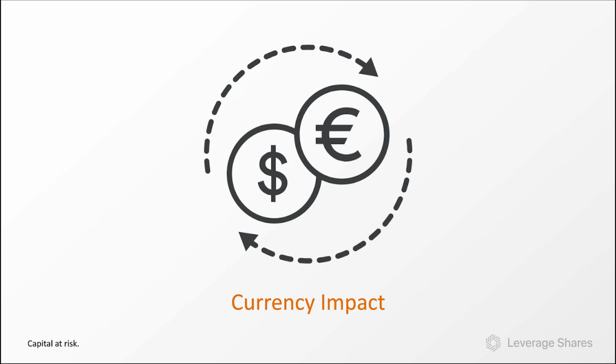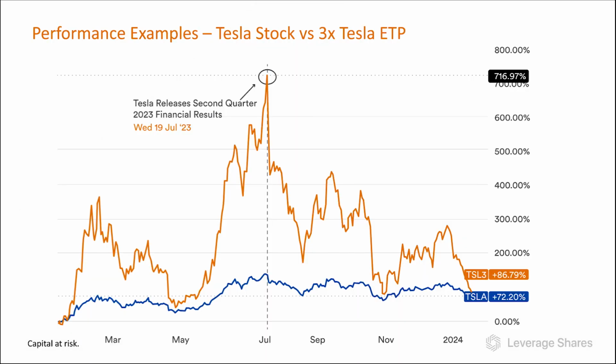So here I have examples of the performance of our ETPs compared to the underlying. I have chosen one of our, so to say, star products, the 3x long Tesla ETP, which is also very often the most traded on the London Stock Exchange. As you can see on the chart, in orange we have the 3x long Tesla ETP, and in blue we have the Tesla stock underlying.